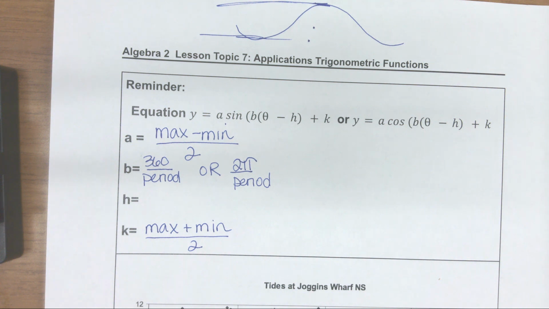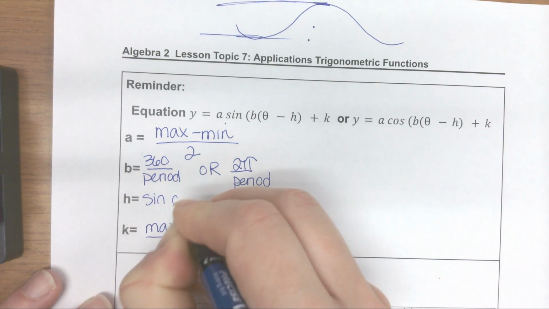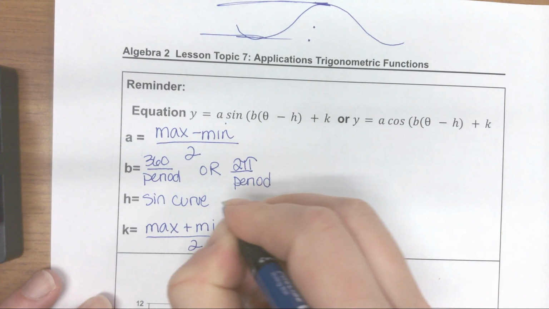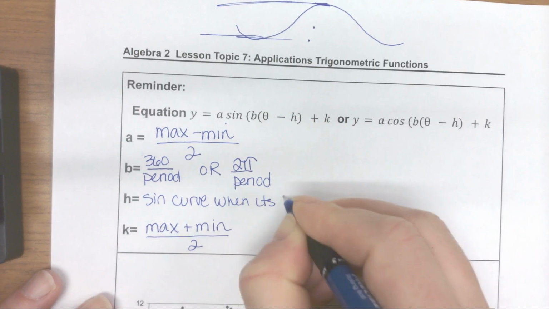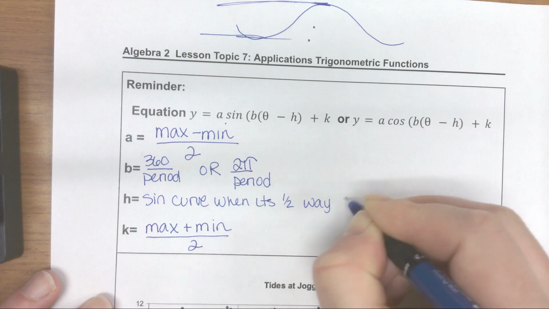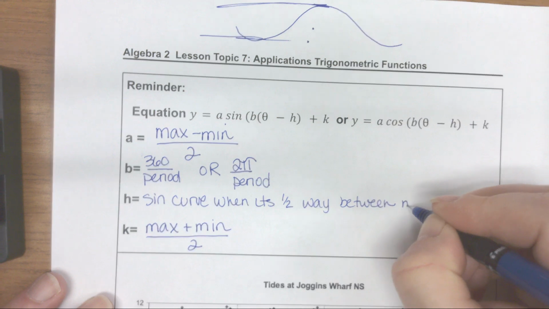Okay. How do we figure out H? This is the trickiest part, okay? It depends on what you're picking, because H is our phase shift. So if you are picking a sine curve, I'm going to have 2 scenarios. With a sine curve, you want to pick when it's halfway between the min and max.